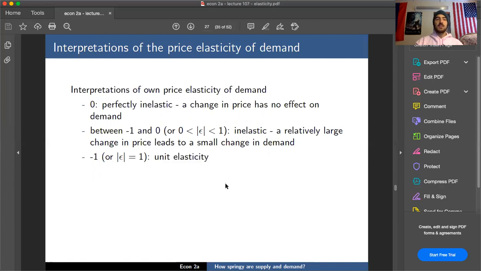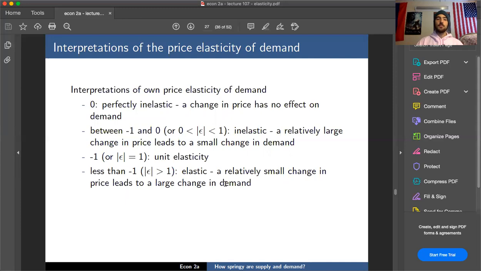If it's negative 1, the absolute value of the elasticity is equivalent to 1, then it has unit elasticity, which means that for a change in price, the percent change in price will have a direct correlation to percent change in demand. So a 2% increase in price will lead most likely to a corresponding 2% change in demand. So that's what we call the unit elasticity.